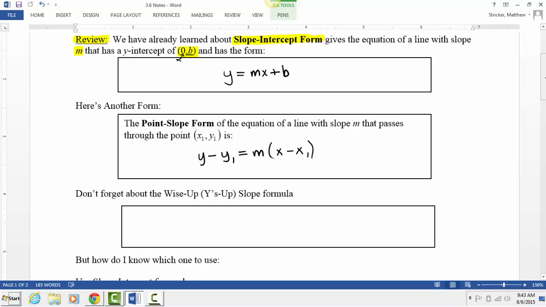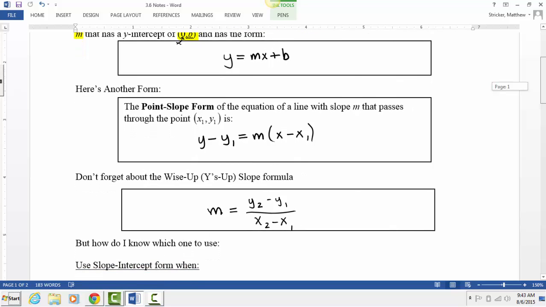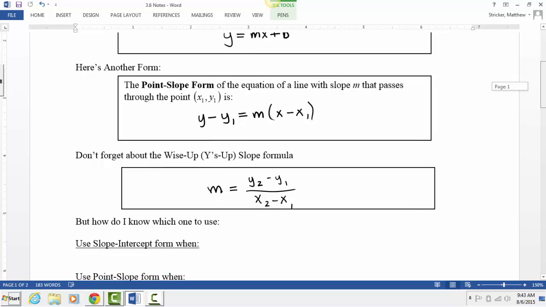And then just as a little bit of review, remember we also talked about the slope formula. How do you find the slope of a line between 2 points, or that passes through 2 points? M is equal to y's on top, y2 minus y1, over x2 minus x1. So we're going to use all these tools today. But how do we know which one to use?